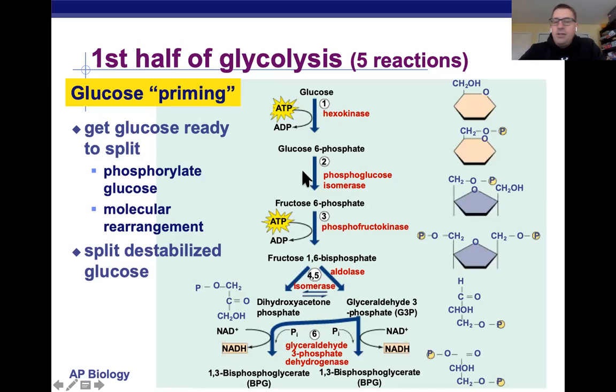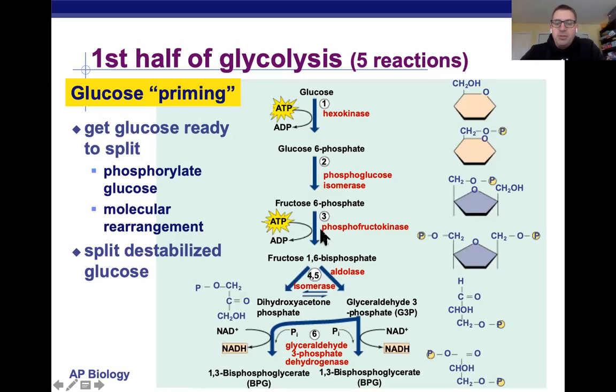You do not need to know the names of all of these enzymes. You do not need to know the names of all of these intermediate molecules. You should know G3P, glyceraldehyde 3-phosphate. This molecule here is what proceeds through the rest of cellular respiration, and we're going to see this molecule again in photosynthesis. So you should be familiar with G3P.